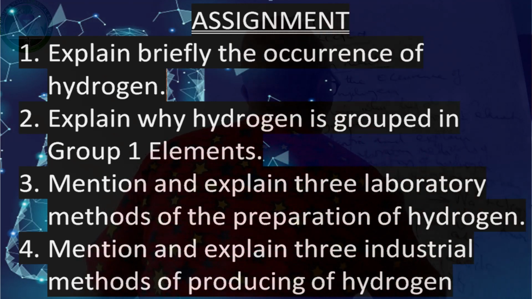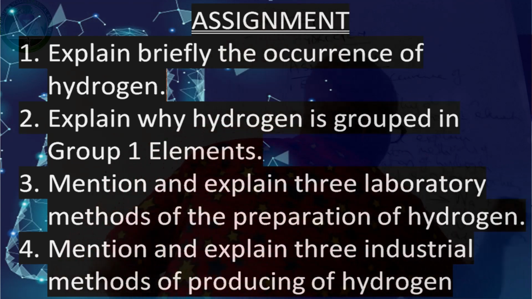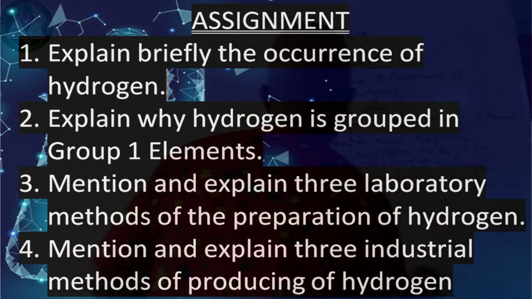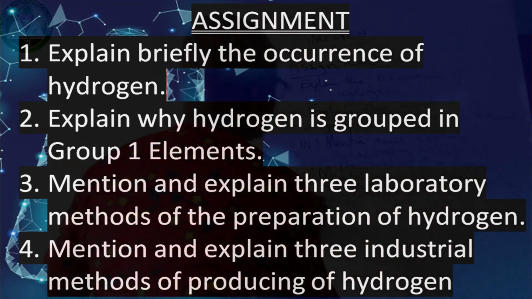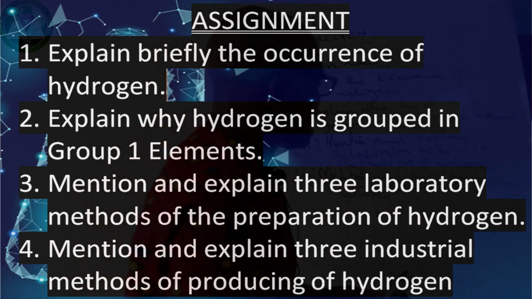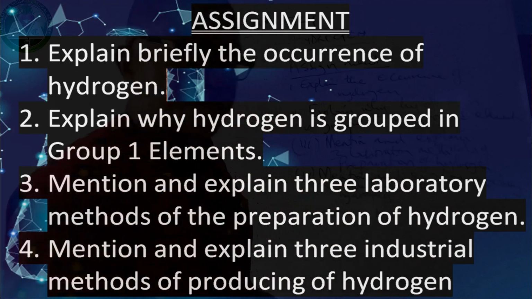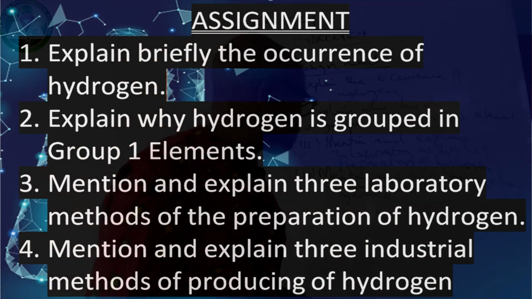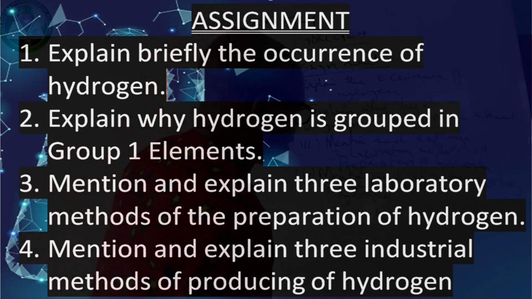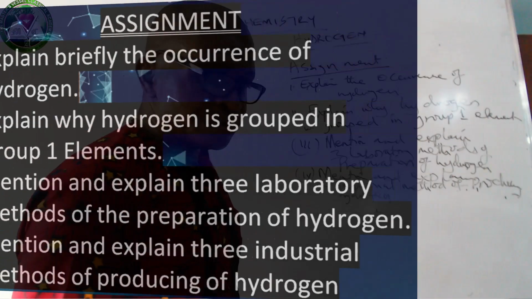Let me go through it again so that if you are not seeing the board well, you can hear it. The first one is explain the occurrence of hydrogen. Two, explain why hydrogen is grouped in group 1 element. Three, mention and explain 3 laboratory preparations of hydrogen. Then four, mention and explain 3 industrial methods of preparation of hydrogen.